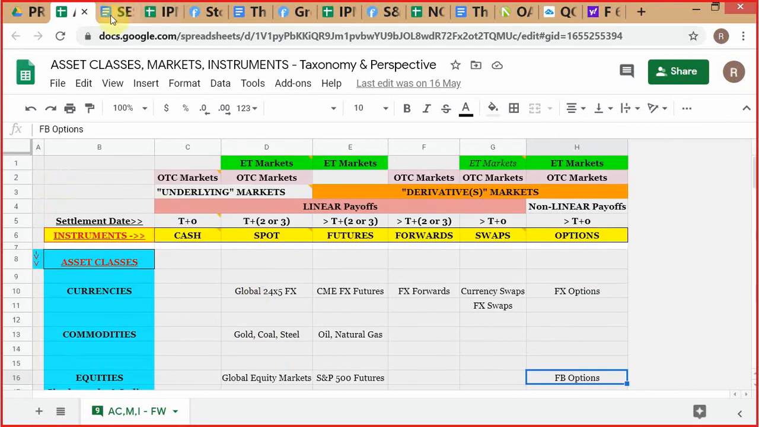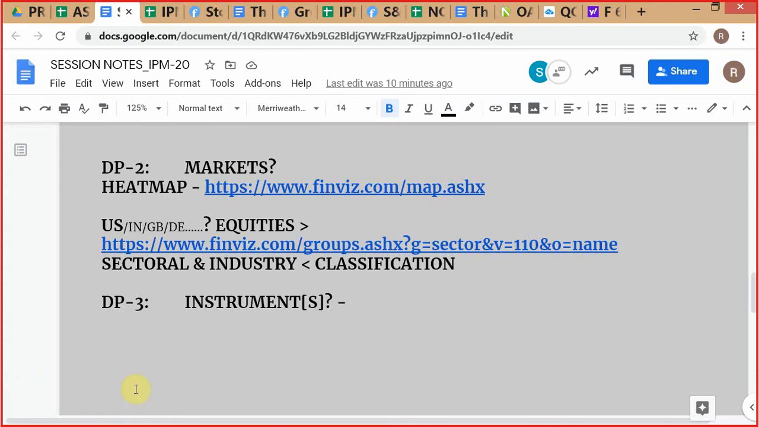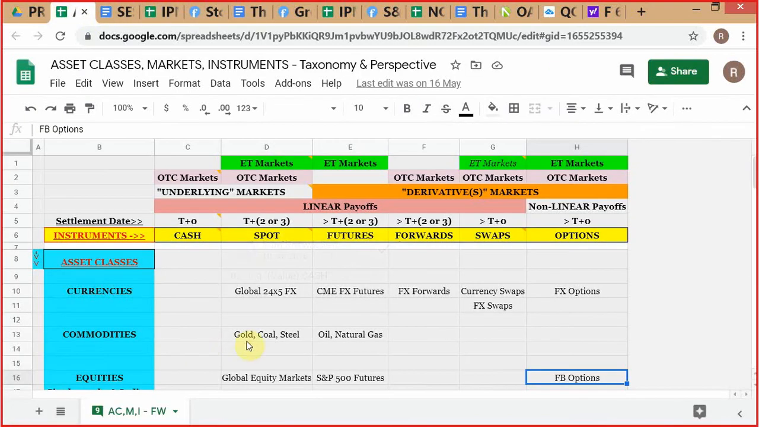Okay, so the third decision is instruments. How did we come to the instruments? What instruments are we going to trade? Everyone following so far? Yes. Let's ask Kanika. Kanika, are you following? Yes, sir. Okay. All right.